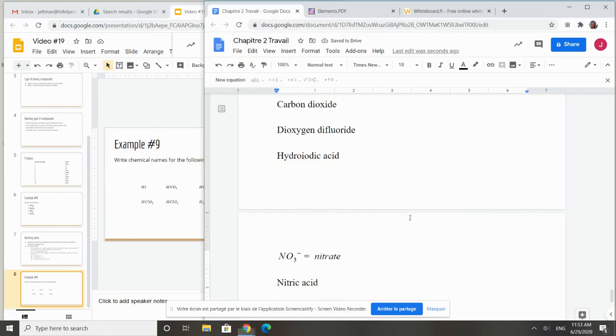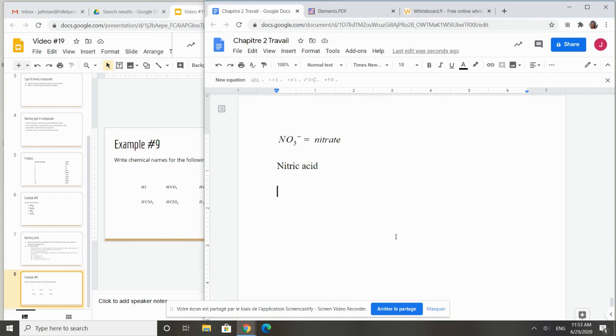The next one, I've got HCN. This doesn't contain oxygen. So this is the first type. So this is hydro. CN is cyanide, so hydrocyanic acid.